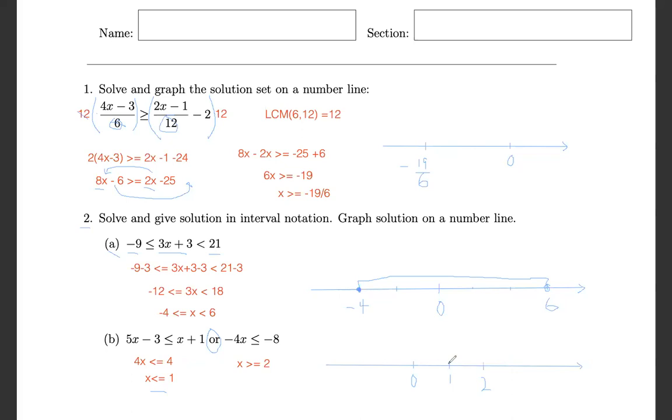Less than or equal to, right? Solid dot, because the equal sign is there. Less than, I go to the left.